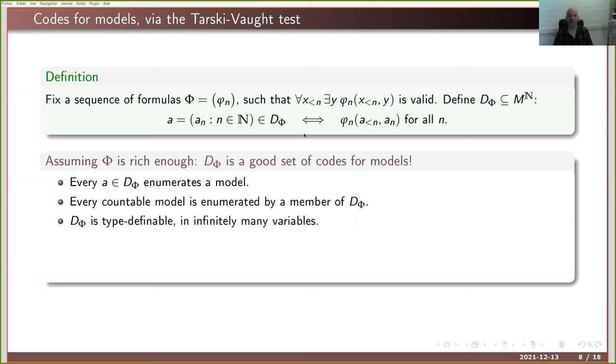So every countable model is enumerated by a member of this set. So basically it's just a set of codes for all models. So this is a set of codes for models. You're right. It is a type definable set in infinitely many variables, but it's actually better than that.